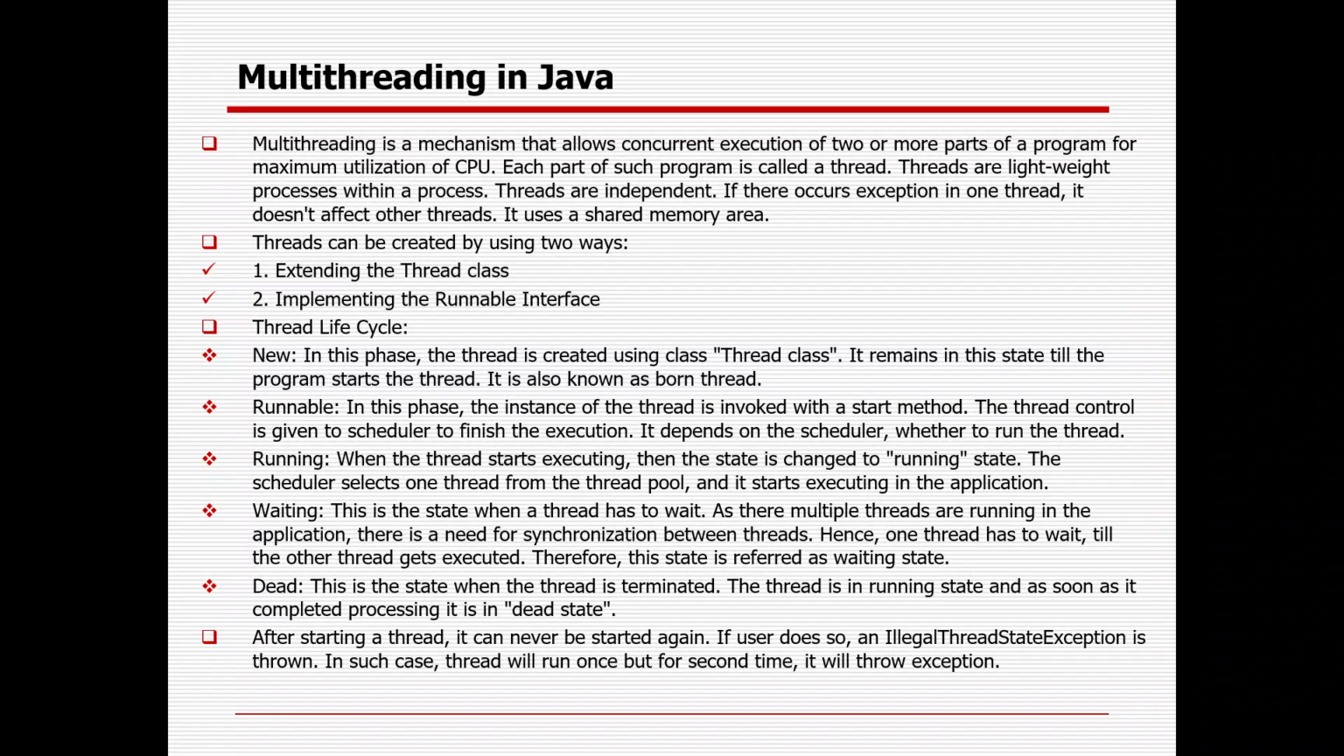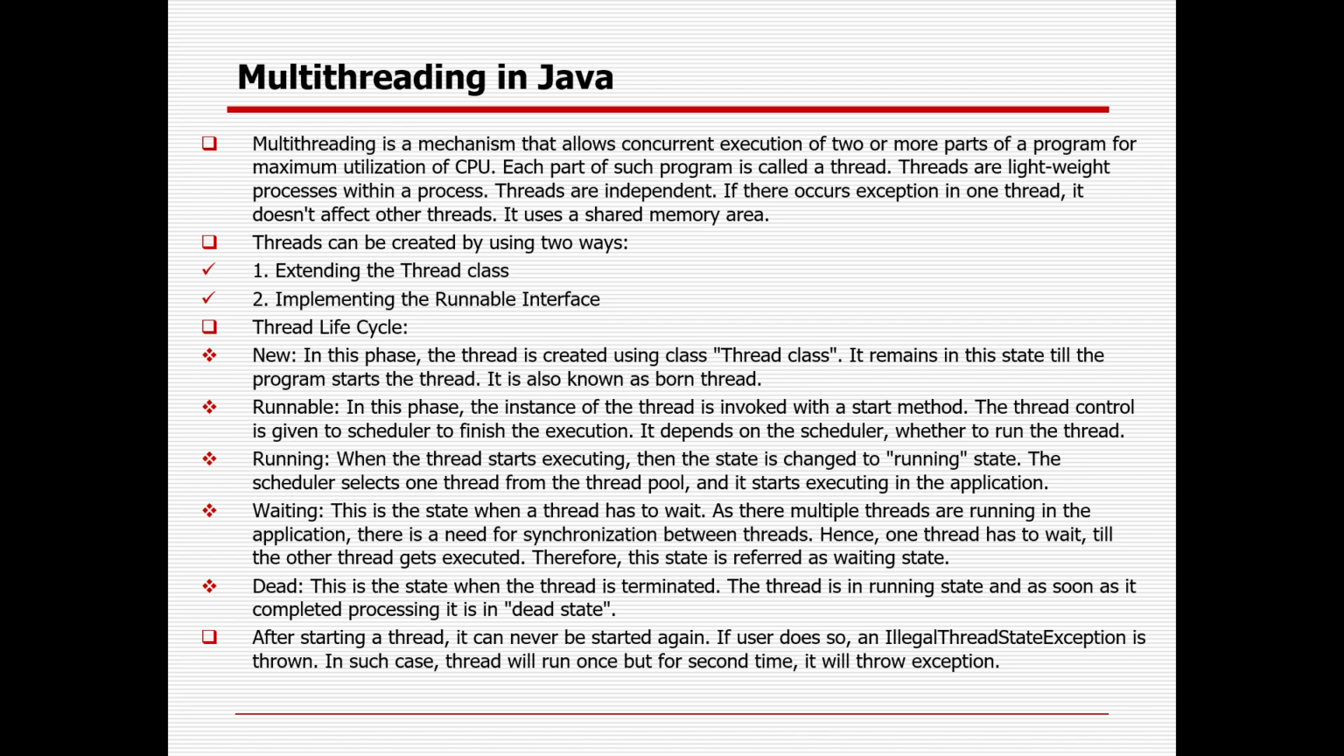So what is the thread life cycle? The thread life cycle is: first new, runnable, running, waiting, and dead. New means first you are creating it. In this phase the thread is created using the Thread class. It remains in this state till the program starts the thread. It is also known as newborn, just like a newborn baby, right? It is called a born thread.